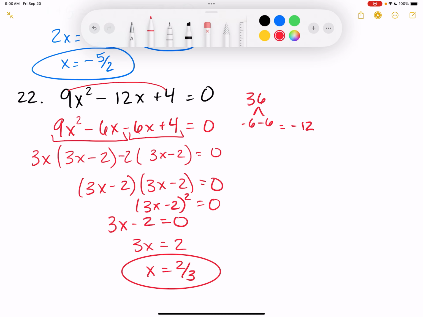Anyways, like I said, if you didn't recognize that, or you said, no, I have to set each piece equal to 0, and you got two problems where x equals 2/3, I'm not going to take off for that. It's totally fine. All right, any questions on the zero factor property? The only thing that's really different is after you factor, you set it equal to 0. So, nothing too crazy.